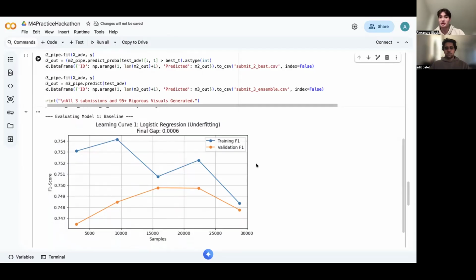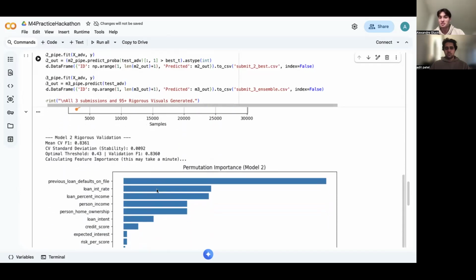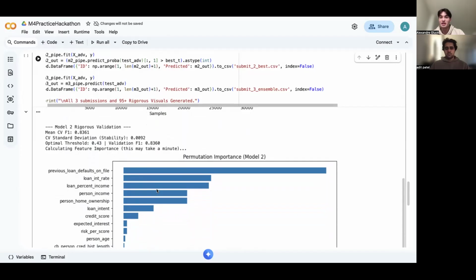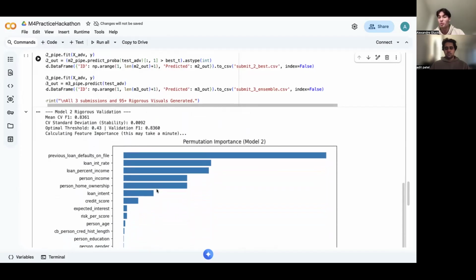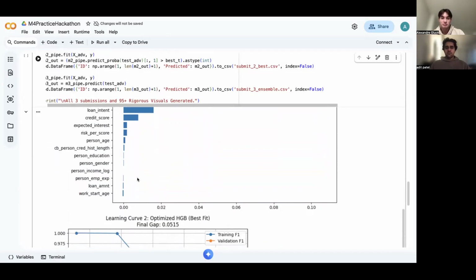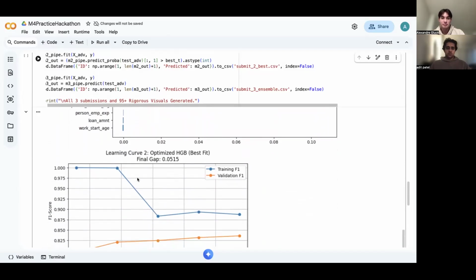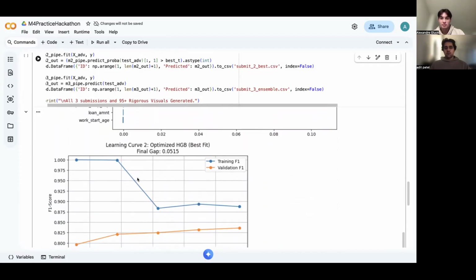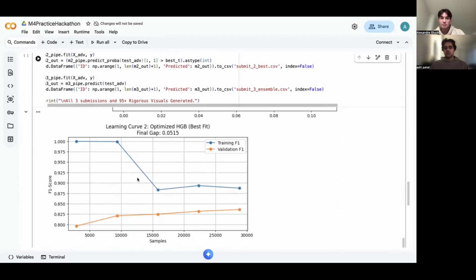After seeing this clear underfitting, our next step was to transition to a more complex and nonlinear model, the hist gradient boosting classifier. This out of the box approach gave us our first real Kaggle submission of 0.817. That 0.817 score motivated our second model iteration, which was our best performer. We moved beyond raw columns to engineer features with financial logic: work start age to gauge maturity, and expected interest to measure the true dollar value burden of the debt.